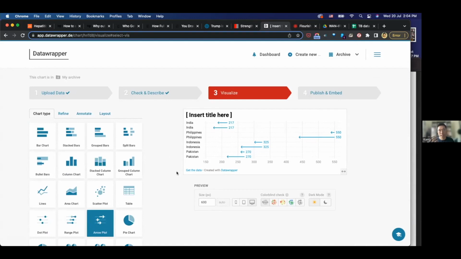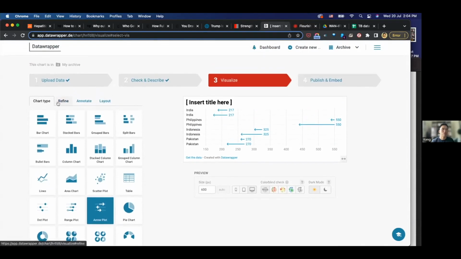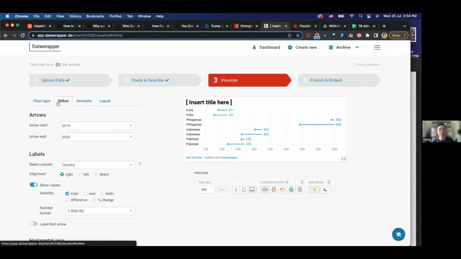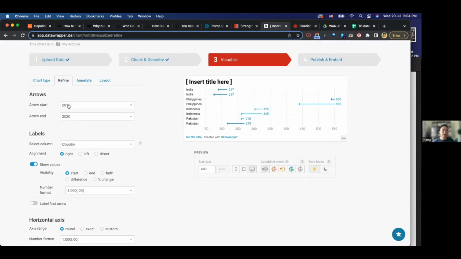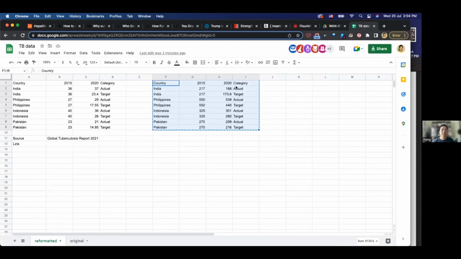We can further customize it later, right? We just have to click on refine. This is where it allows you to customize your chart. Okay, so arrow start, 2015 correct, and at 2020 correct. Labels, country. Labels means that the labels here are countries. I'm going to change it to category. Remember my data? Category is actual or target, and the country is here, right?